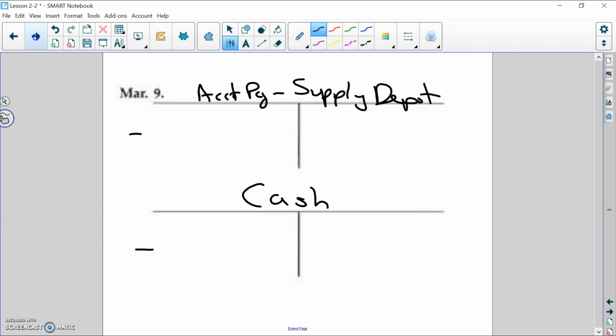How do I record a decrease to a liability? Debit or credit? Debit. Okay. So I'm going to put $80 on the debit side. How do I record a decrease to cash? Credit. $80 on the credit side. Okay. Any questions about that? All right.